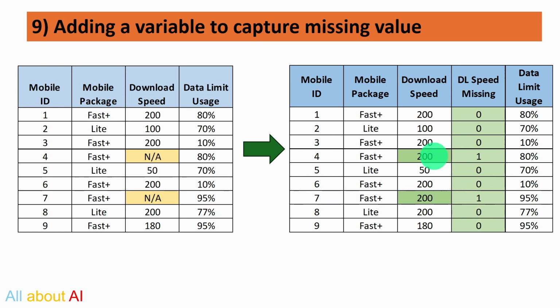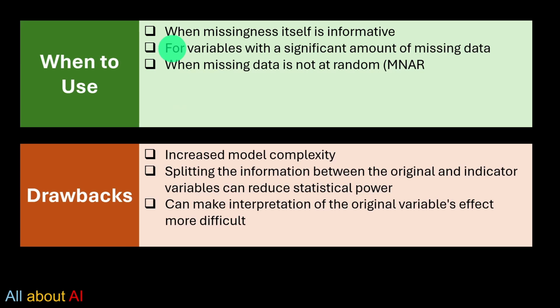Typically, mean or median imputation is done on the original variable where the value is missing, to capture those observations where data was missing. In this case, we are using 200 as a mode value to replace in the download speed. When to use this? When missingness itself is information, we can use this. For variables with a significant amount of missing data, this is useful. When missing data is not at random, this can be useful.